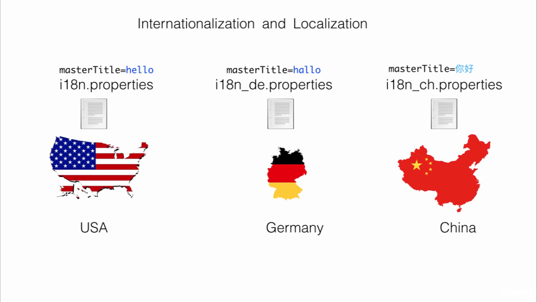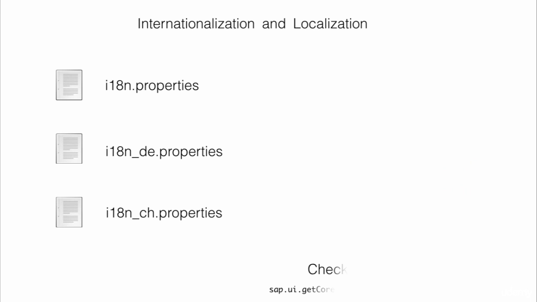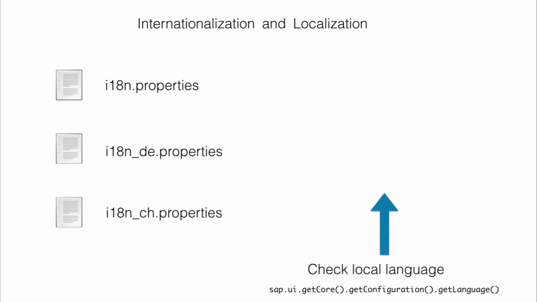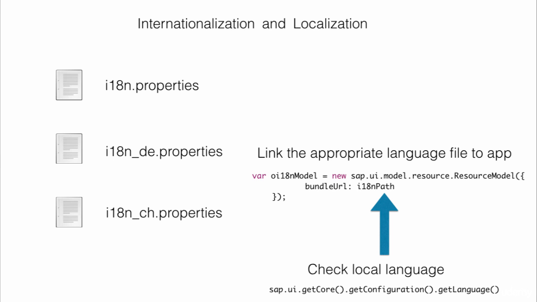Now what we are going to do is have an I18N properties file which contains all the text which is going to be translated in that language. For example, for US customers, it will be English. For German customers, it will be German. And for Chinese customers, it will be Mandarin. So the first step will be to get the local language. So you have this function sap.ui.getCore().getConfiguration().getLanguage(), which will give you the local language of the environment in which your application is running.